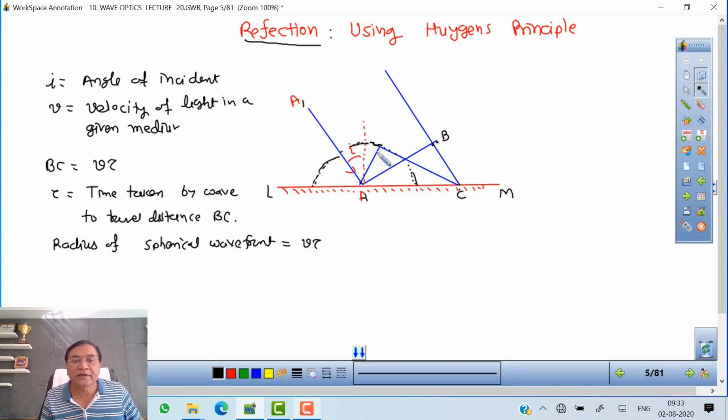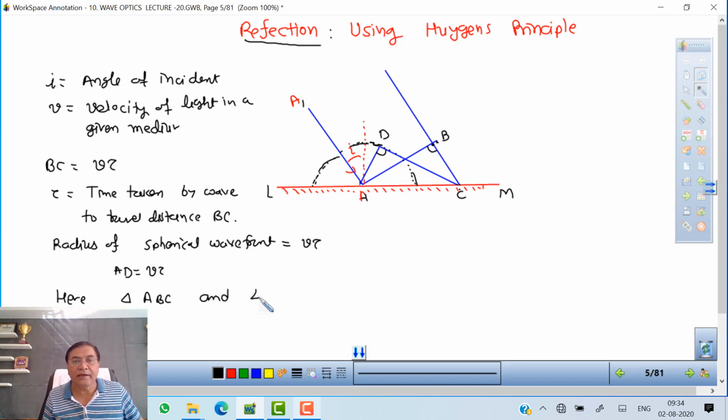But this angle is 90, this angle is 90, and A to D, suppose I say, so AD is also equal to V into tau. So here triangles ABC and ADC are congruent. Why congruent? The angles are 90 and 90, AC is common, and AD is equal to BC. And you know that when such conditions are satisfied, you can say congruent.